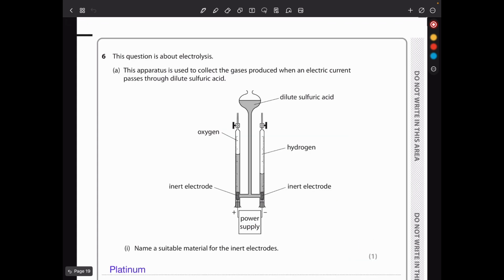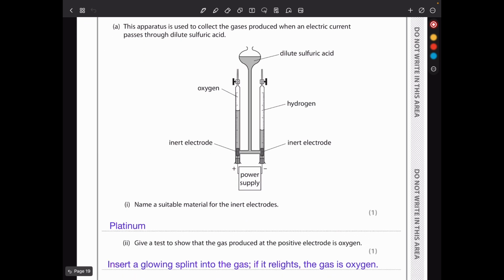In question 6, this question is about electrolysis. The apparatus is used to collect the gas produced when an electric current passes through dilute sulfuric acid. So we see, of course, in this reaction, we have the acid, we have the water. It's going to be hydrogen gas collected from the negative electrode, and then oxygen is going to be collected from the positive electrode. So they ask us to name a suitable material for the inert electrodes.